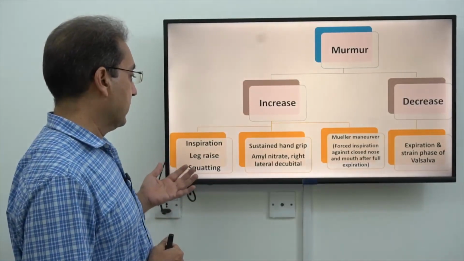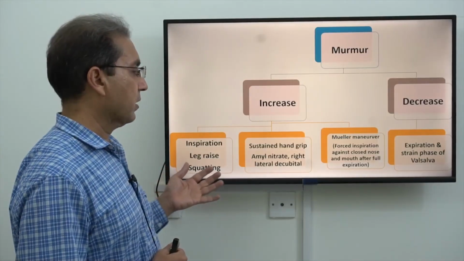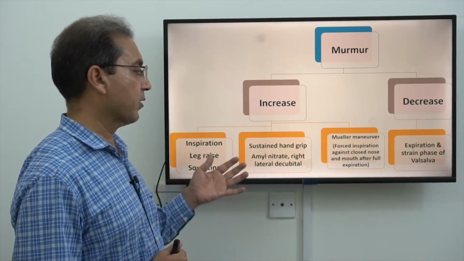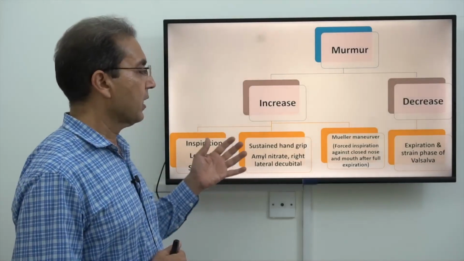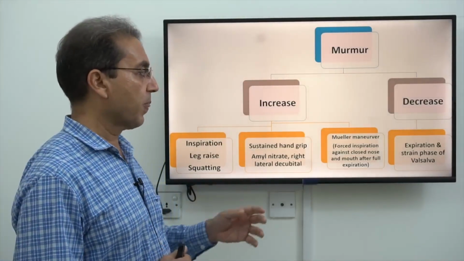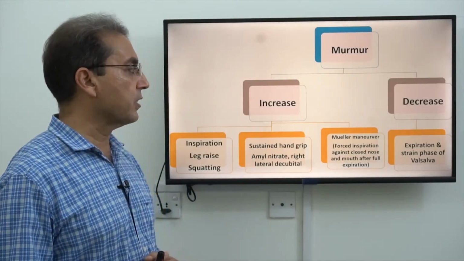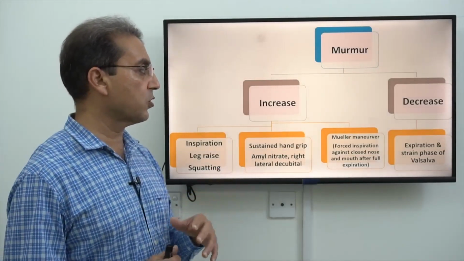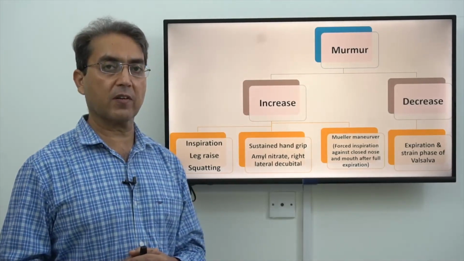If you raise the leg of the patient during squatting, sustained hand grip and amyl nitrate, or in right lateral decubitus position, the murmur's intensity increases. Then it also increases in Muller's maneuver. Muller's maneuver is actually exactly opposite of the Valsalva maneuver.